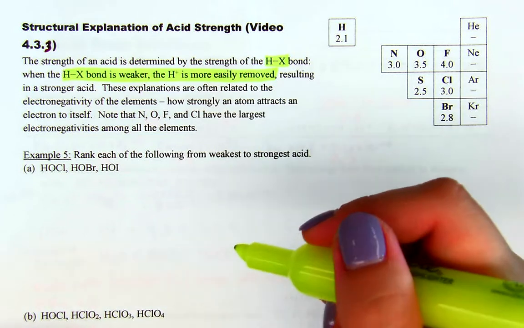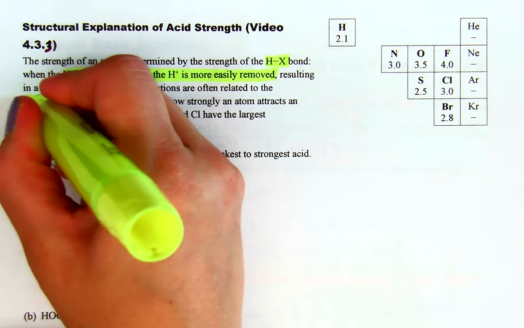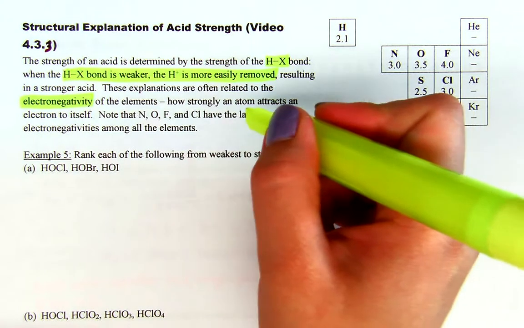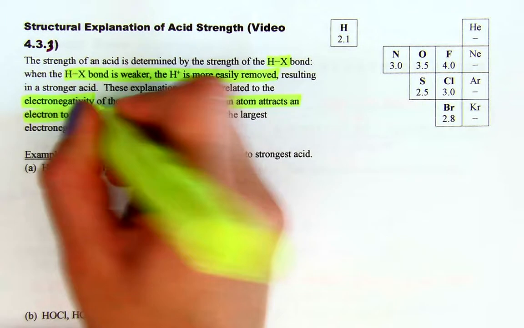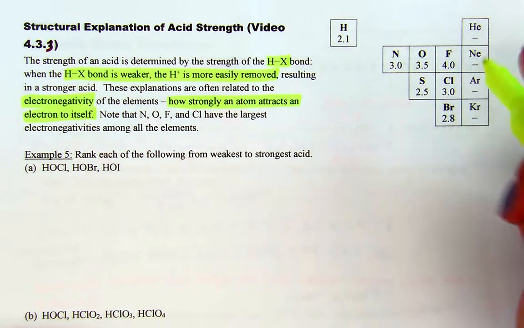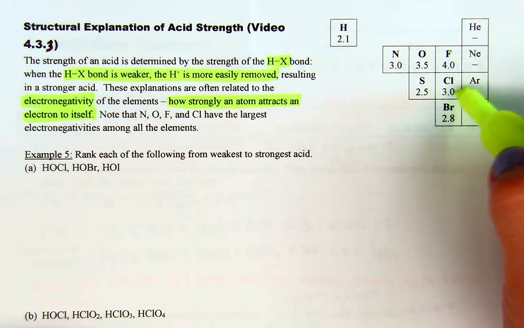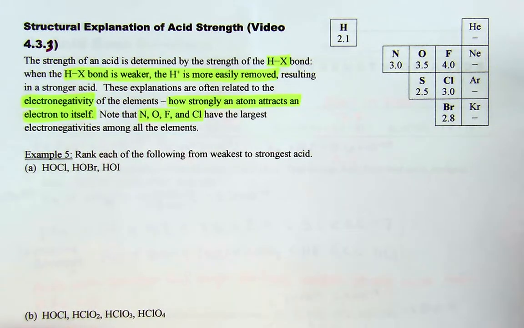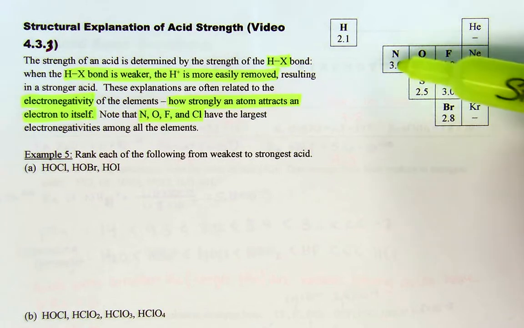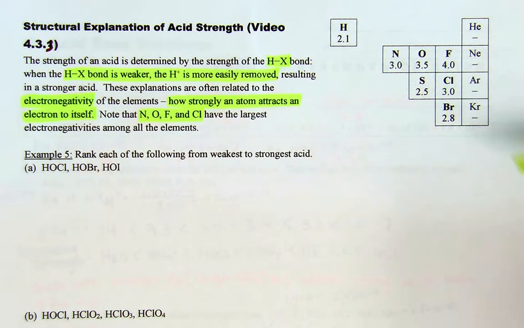These explanations are often related to the electronegativity of the element, or how strongly an atom attracts an electron to itself. Note that nitrogen, oxygen, fluorine, and chlorine have the largest electronegativities among all the elements. You'll see here some electronegativity values. These are relative values. Fluorine is the highest electronegativity on the periodic table, so it's got a value of 4. Oxygen is second at 3.5. We have nitrogen and chlorine tying at 3. So you can see those.